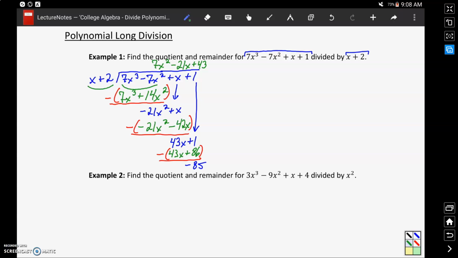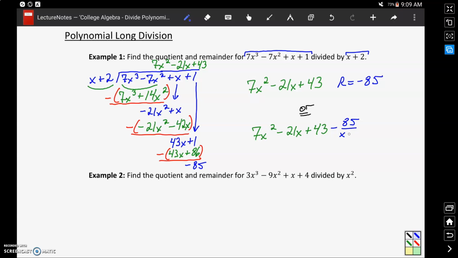This means the result of dividing these two polynomials is 7x squared minus 21x plus 43 with a remainder left over of negative 85. Or alternatively, we could express this as 7x squared minus 21x plus 43, and then minus that remainder over the expression we were originally dividing by. So in this case, that would be minus 85 over x plus 2. Either of these answers works, communicates the same information, just in a different format.